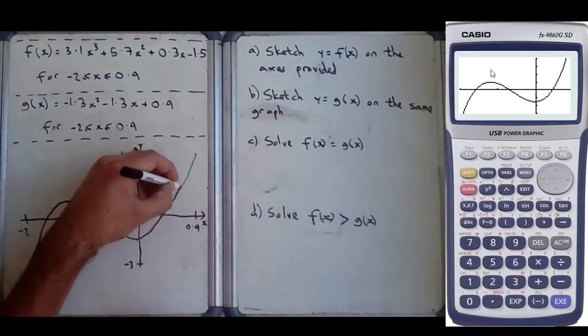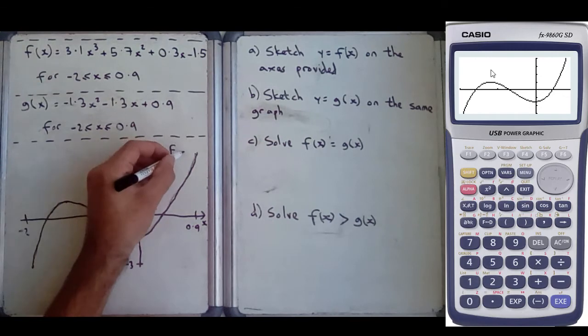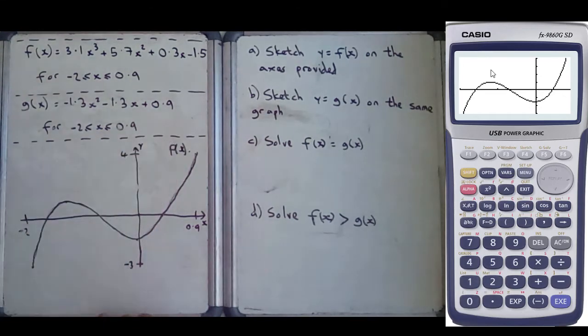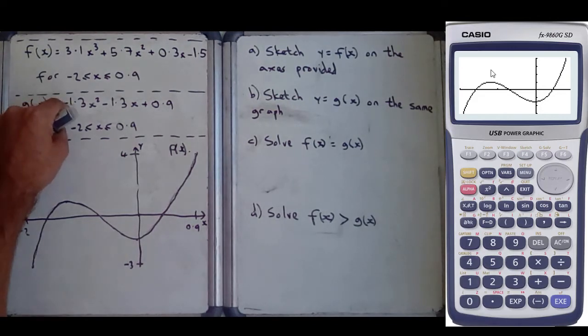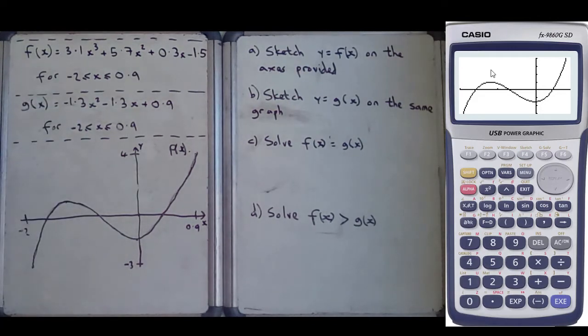Okay, so that's my f of x. Part B, sketch y equals g of x on the same graph. So for g of x, well, g of x is minus 1.3x squared minus 1.3x plus 0.9. Now I'm going to do it in a different colour because I think it'll help me to get the points across for part D. I just think it's clear anyway. Obviously, if you're doing this in an exam, you won't be permitted to use a different colour. So be aware of that, but it's not the end of the world.